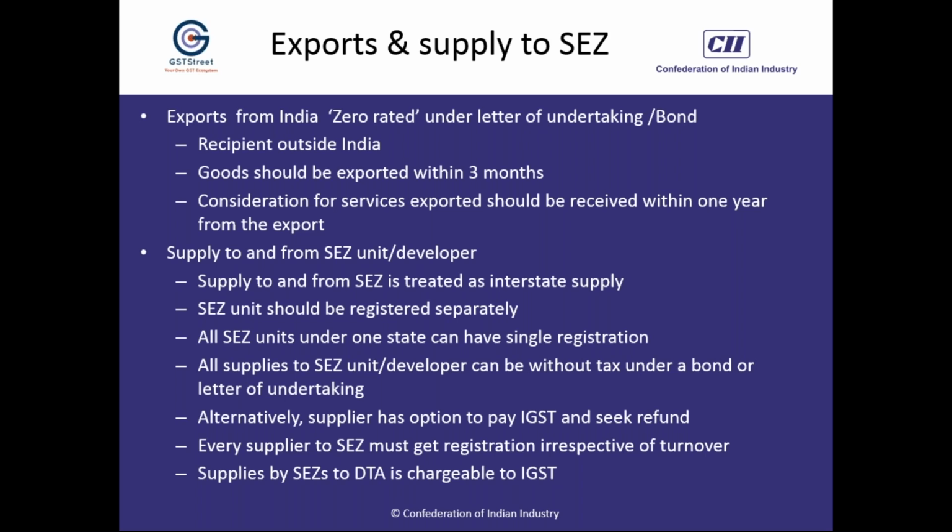So even if you have a gardener or somebody who is working for SEZ, it has been clarified by the government under the FAQ that those who are supplying to SEZ are IGST suppliers. And IGST law requires every supplier to get registered, and therefore any supplier, maybe he is supplying within the same state where the SEZ is situated, still he will be required to get registered, irrespective of his turnover falling below the threshold limit, for the supply which is made to SEZ. The supplies by SEZ to DTA are treated as a normal supply, but IGST will be chargeable on this kind of supply.